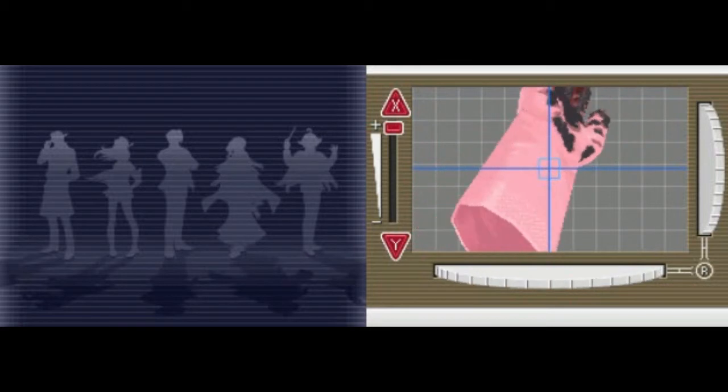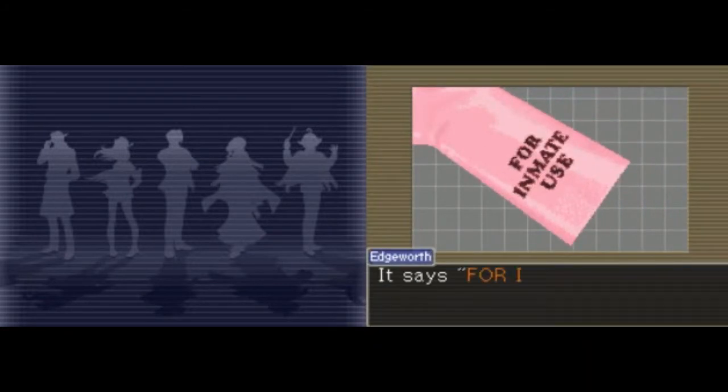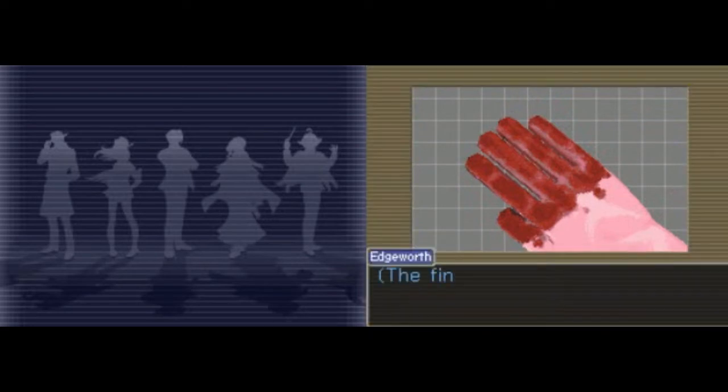Let's rotate it. Anything in here? Nope. It says for inmate use. That means a prisoner uses the glove? Yes, that's what I was thinking. Okay. Looks like blood. The fingertips of the glove are covered in blood.